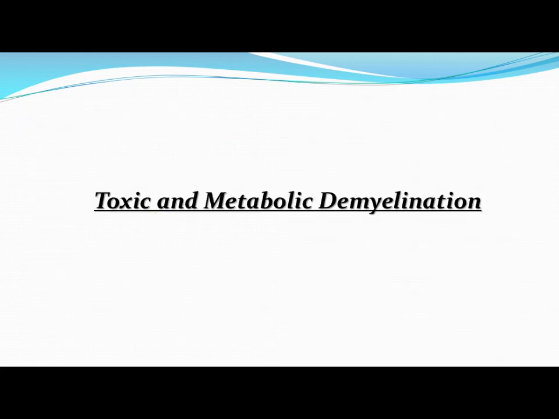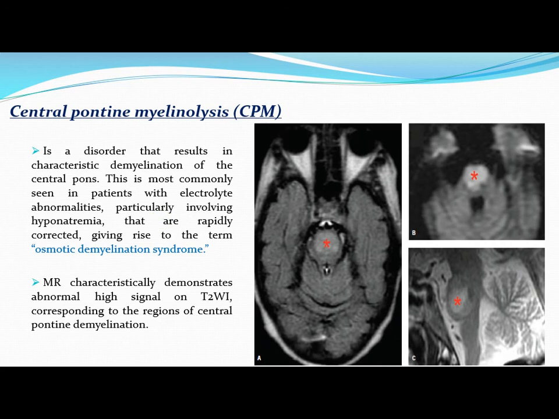Toxic and metabolic demyelination. Central pontine myelinolysis is a disorder that results in characteristic demyelination of the central pons. This is most commonly seen in patients with electrolyte abnormalities, particularly hyponatremia, that are rapidly corrected, giving rise to the term osmotic demyelination syndrome. MR characteristically demonstrates abnormal high signal on T2-weighted images corresponding to the region of central pontine demyelination.